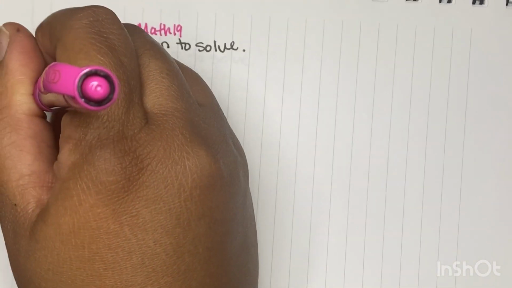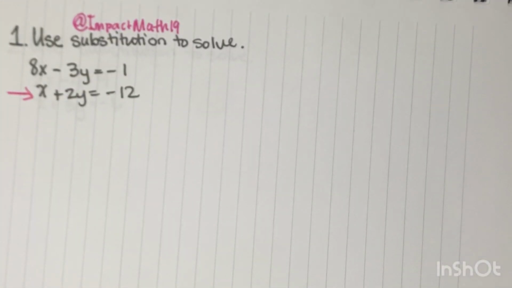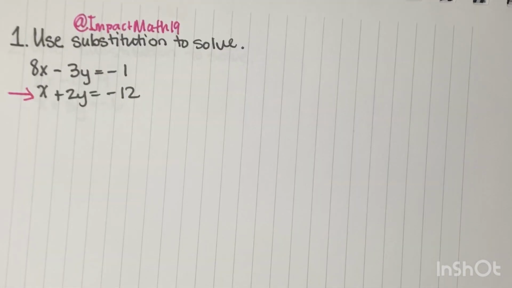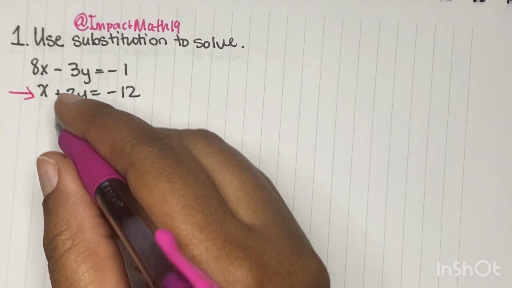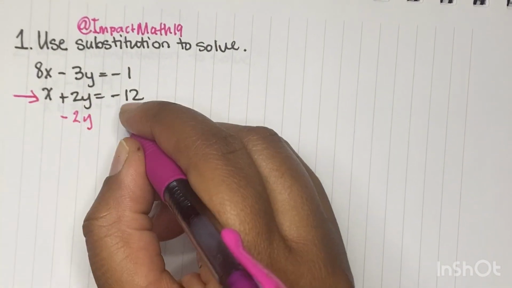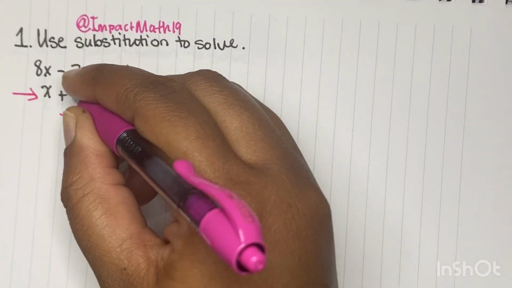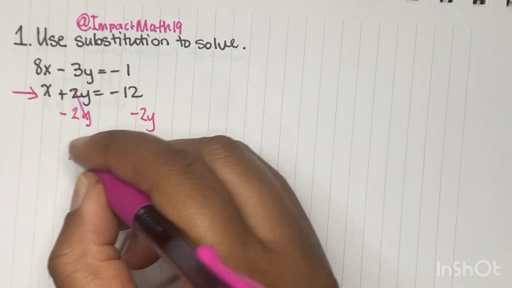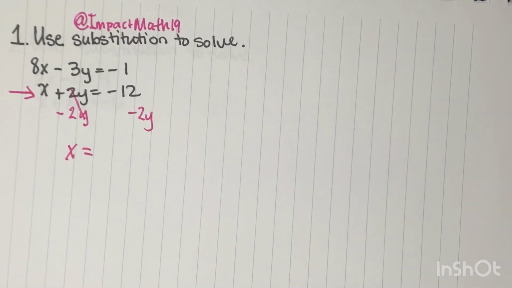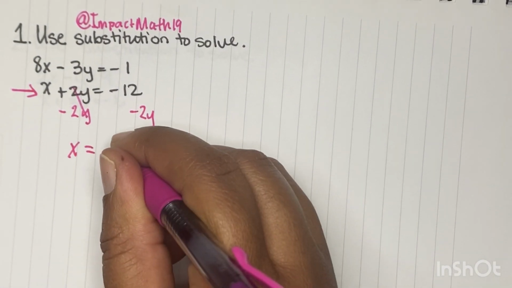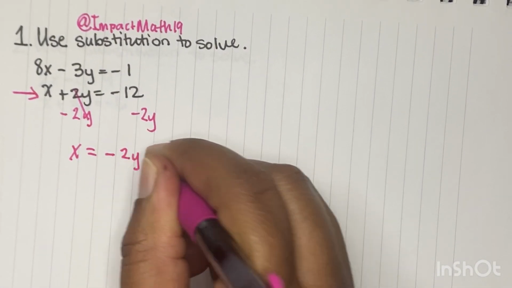So we're going to start with this one here, okay? I want to get this x by itself. So how I'm going to do that is I need to move this positive 2y to the other side. So I'm going to minus 2y, minus 2y. Then I'm going to drop down x equals. Remember, these are not like terms, so we cannot combine those. So we're just going to write them horizontally. Negative 2y minus 12, okay?